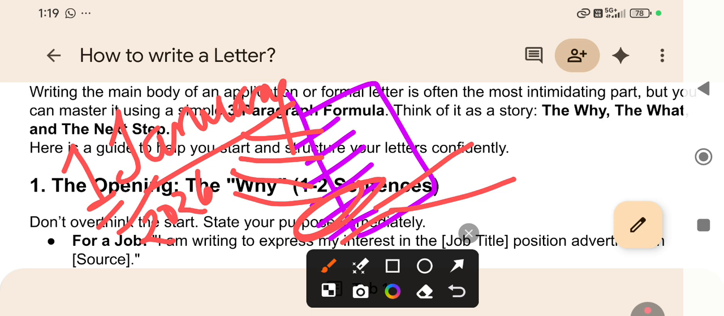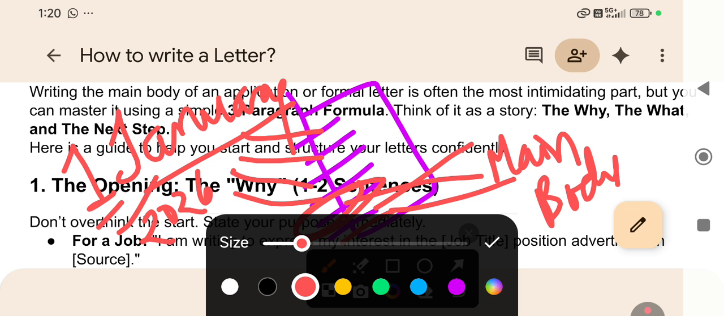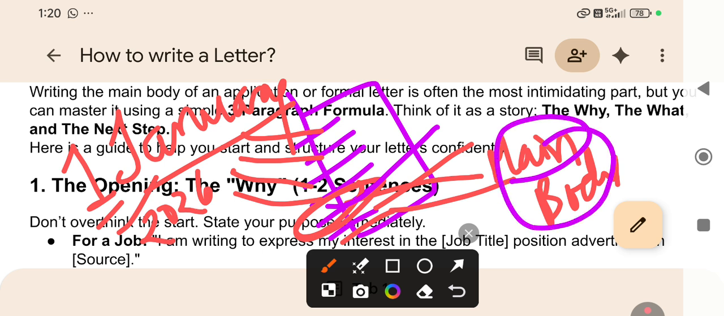But now the most important part is the main body. Main body, that's a very important part. How to write a main body, right? So here I tell you what a main body is and how to write it. But let me tell you before the main body, the sixth one is complimentary close. What is complimentary close? Yours sincerely, yours truly, right? That is called complimentary close.